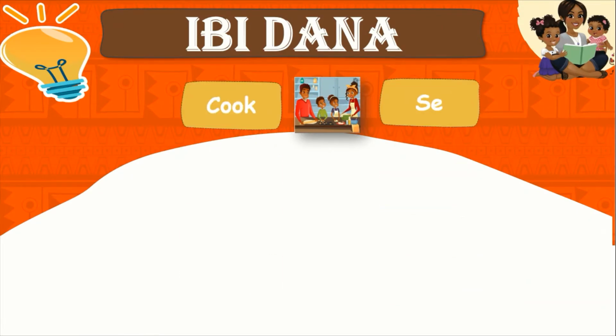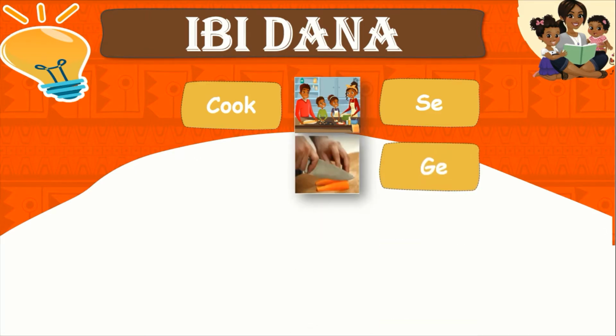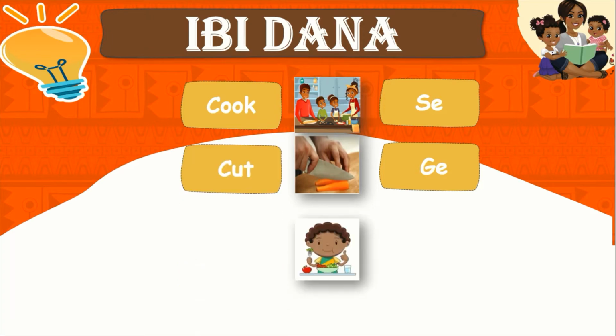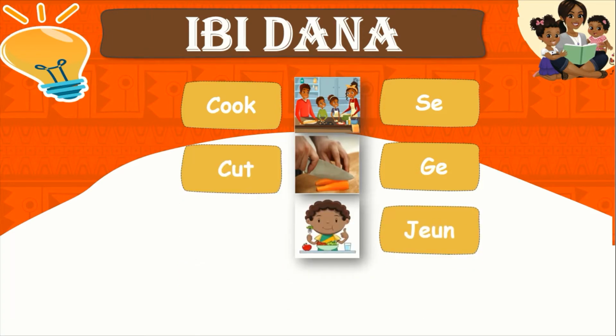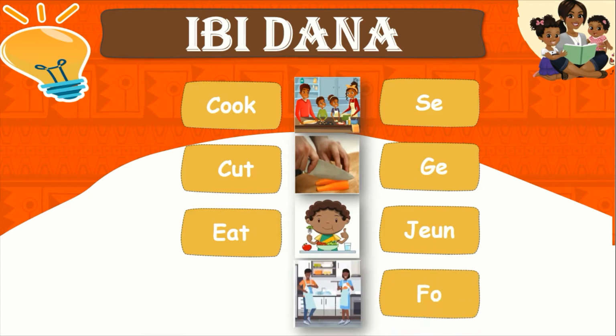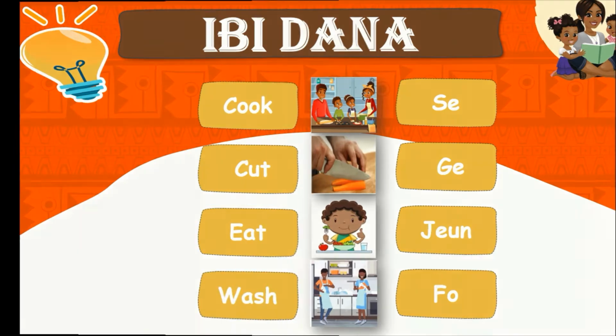Se means to cook, se, one se onje, they are cooking food. Ge means to cut something. Jeun means to eat. Jeun, on jeun, he's eating something. And then fo, we learned this yesterday. Fo is to wash.